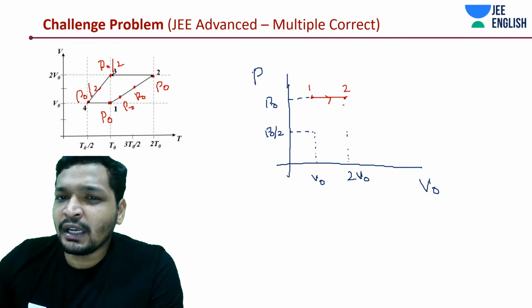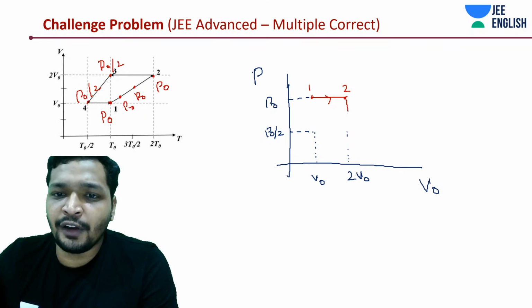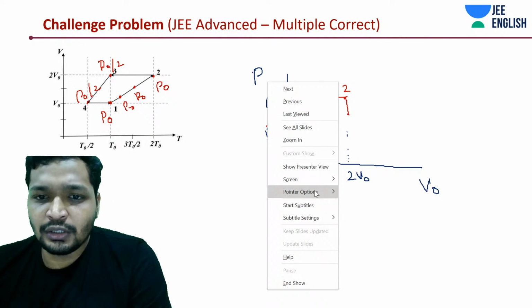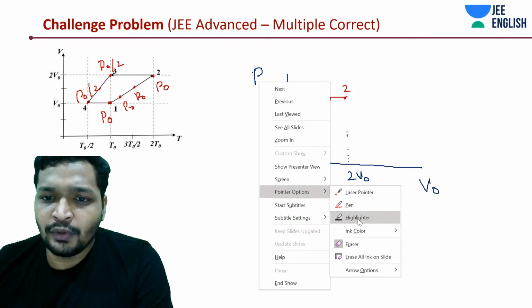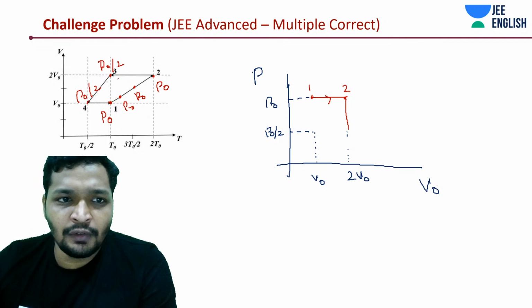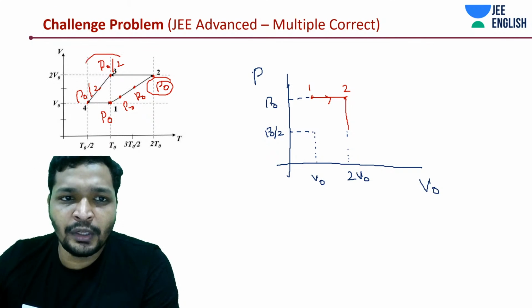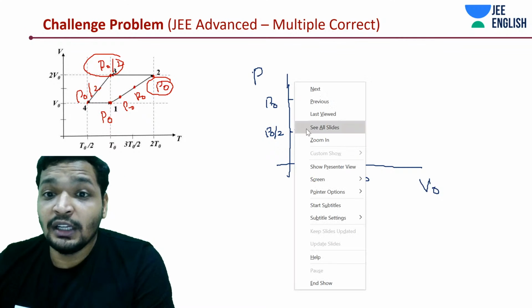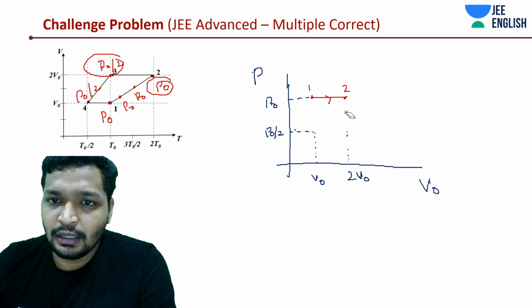But work done has to be calculated. All you need is the area of this rectangle. Simply, you could do it faster without all this. Let's quickly get over with this. So the next one is going to be on 2 V naught itself. You remember, it's going to be from P naught to 2 P naught, sorry, 2 P naught by 2 is where we are going to get.